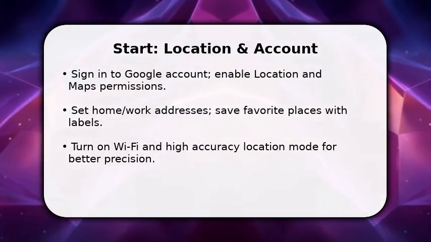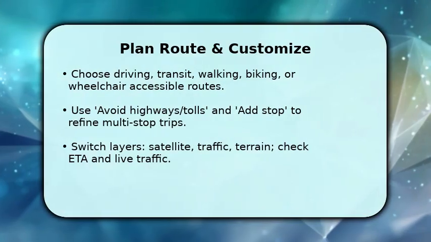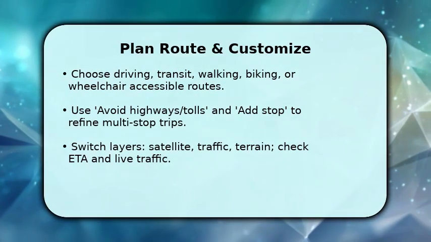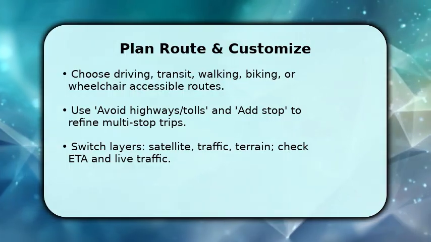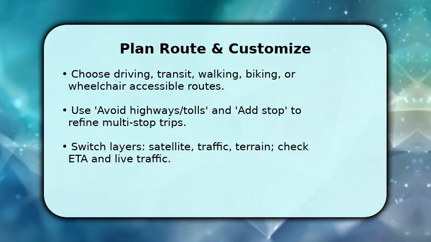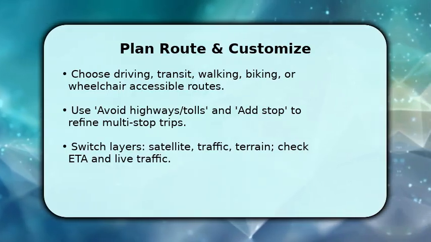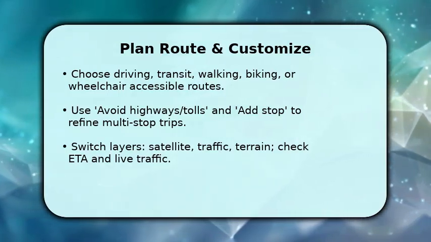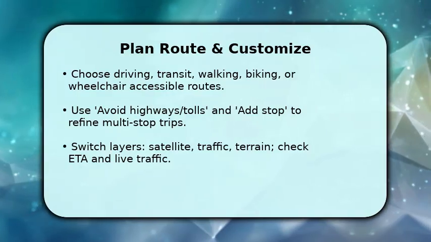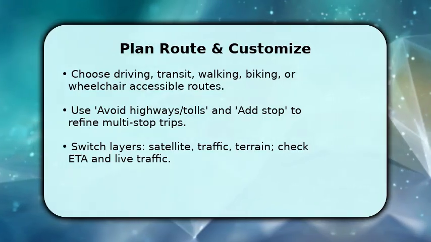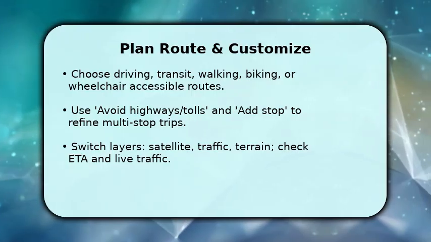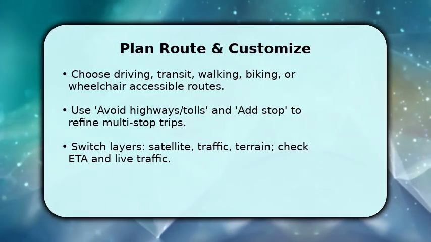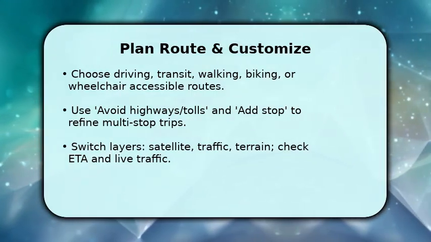Next, choose your travel mode and inspect route options. Tap driving, transit, walking, biking, or wheelchair accessible so the algorithm uses correct paths. Once selected, customize by adding stops, selecting avoid highways or avoid tolls, and compare alternate routes shown in gray. Make sure to toggle layers like traffic or satellite to see live congestion or visual landmarks. This helps pick the fastest or safest path.